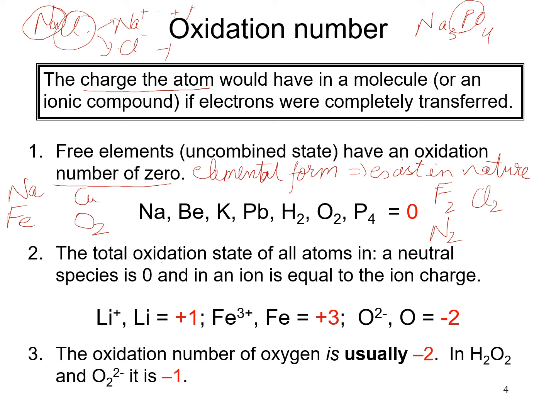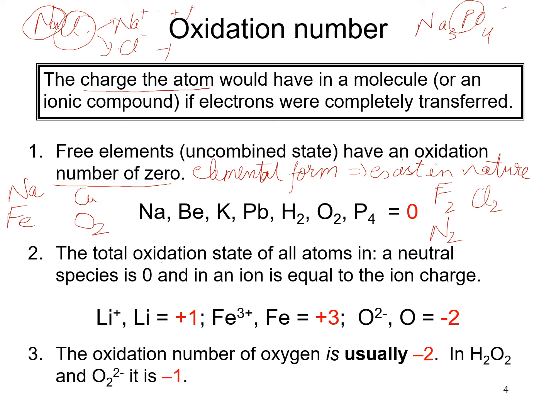It says the total oxidation state of all the atoms in neutral species is 0. So if this is a neutral species, how can you tell if something is neutral or charged? A charged compound, element, or ion will always have a superscript on the right side. If there's nothing written on the right side, that means it is not charged. The charge is 0.